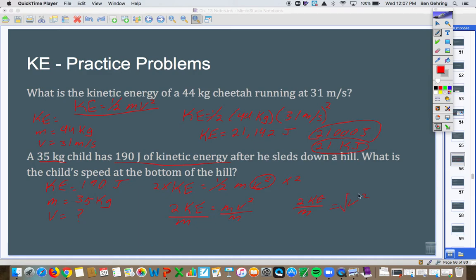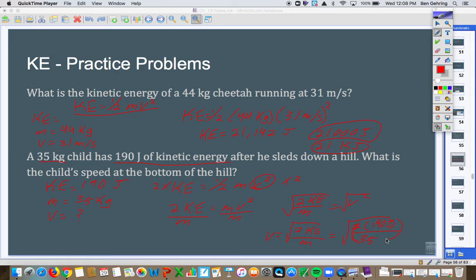And then to get rid of that squared, I'm going to take the square root of both sides. So my velocity is going to be equal to the square root of 2KE divided by mass. I'm going to plug numbers in. So I get the square root of 2 times 190 divided by 35. And make sure you do all of this before you square root it. So take 2 times 190 divided by 35, and that should give you 10.85.